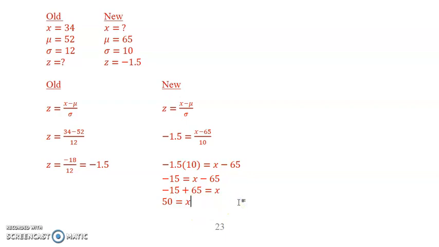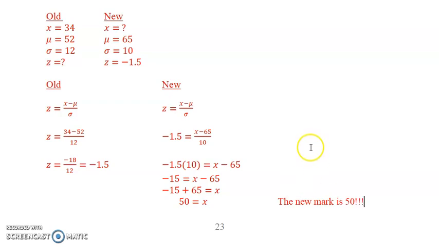So it worked out really well for this student. The teacher adjusted the mean up by 13 points, took the standard deviation down to 10, so that's going to be less dispersion, and the new mark is 50. The new mark is 50 on the nose.